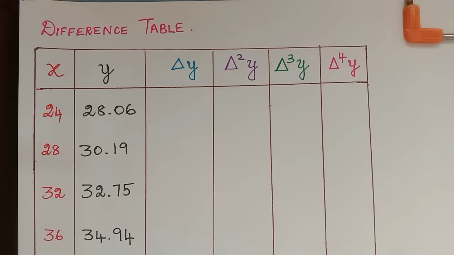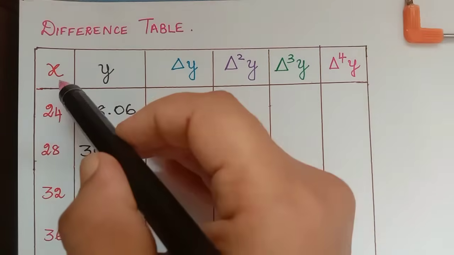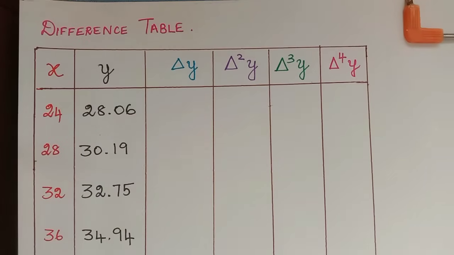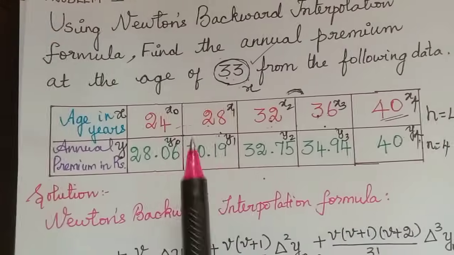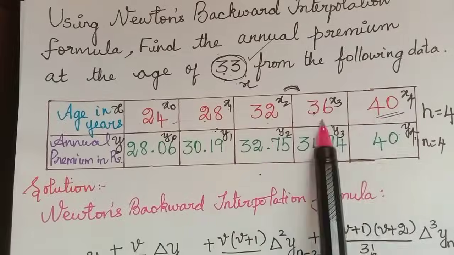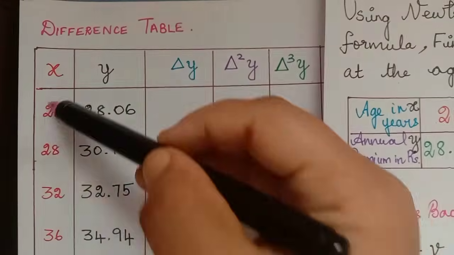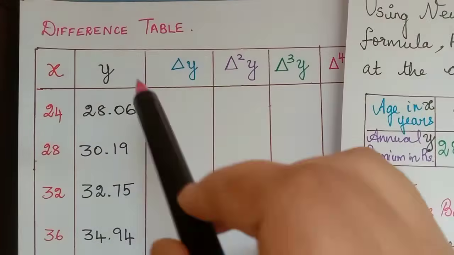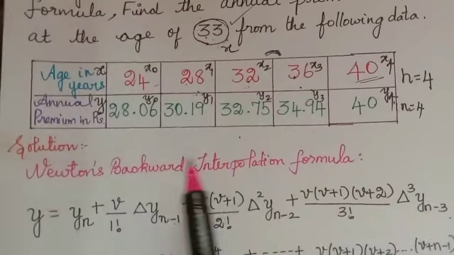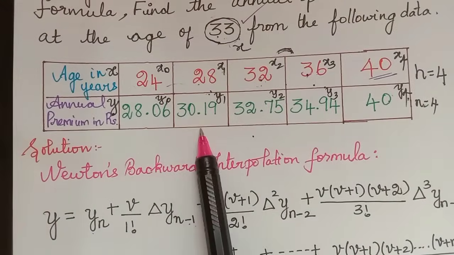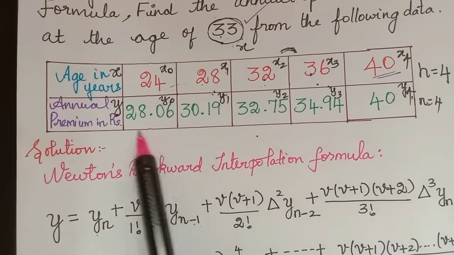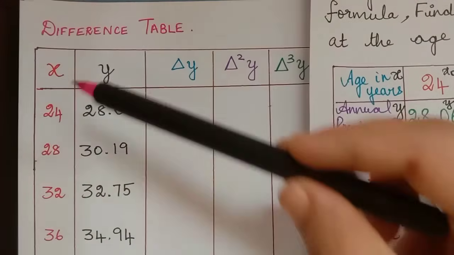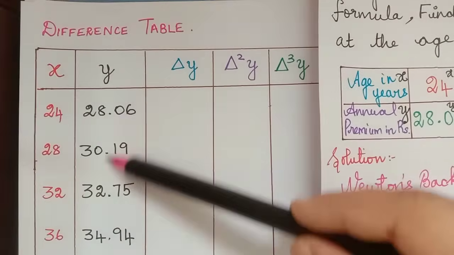Now here I have drawn the difference table. The values of x I have taken first. So that is these values 24, 28, 32, 36, 40. First I have written here along x. And then the value of y, that is these values 28.06, 30.19. So these values I have written here. These are the values of y.